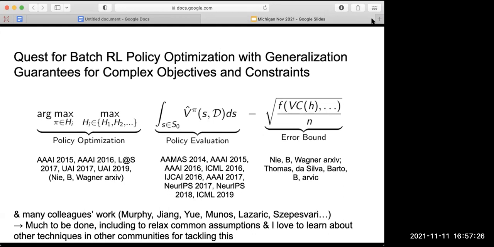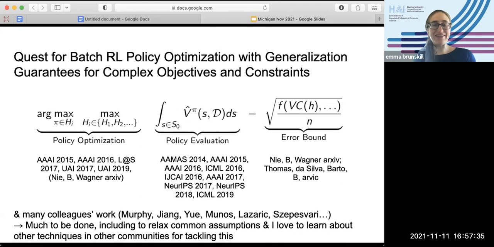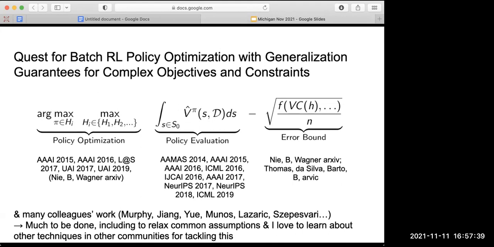Yes, hi. I'm really curious. Does OPPOSE still work under the confounded setting? Is that the question? Yes, the off-policy policy gradient algorithm. Does that still work under the confounded setting?